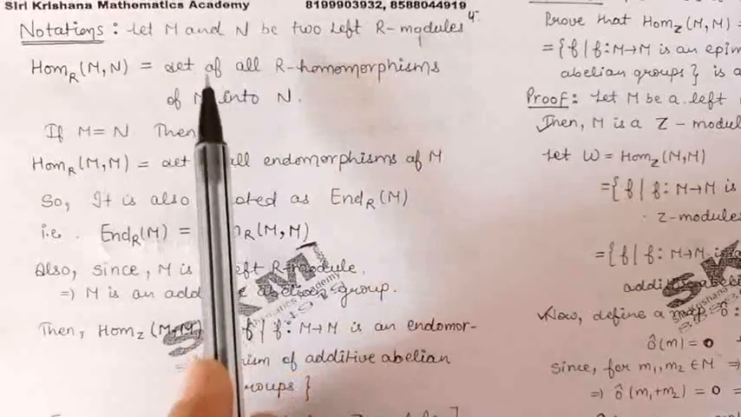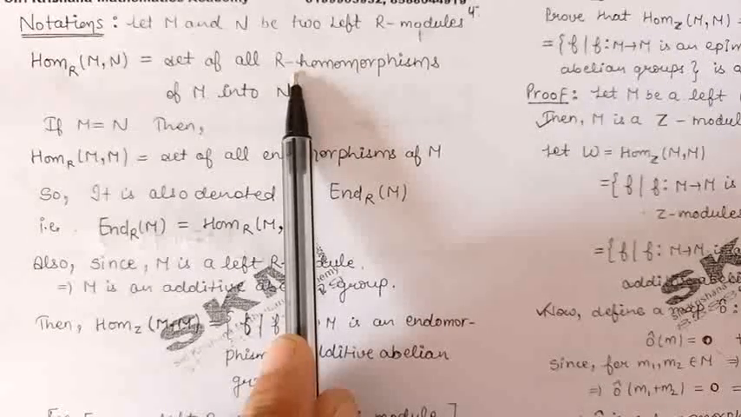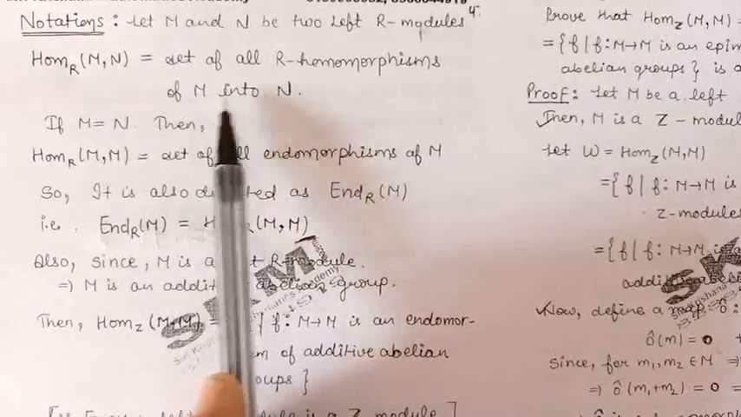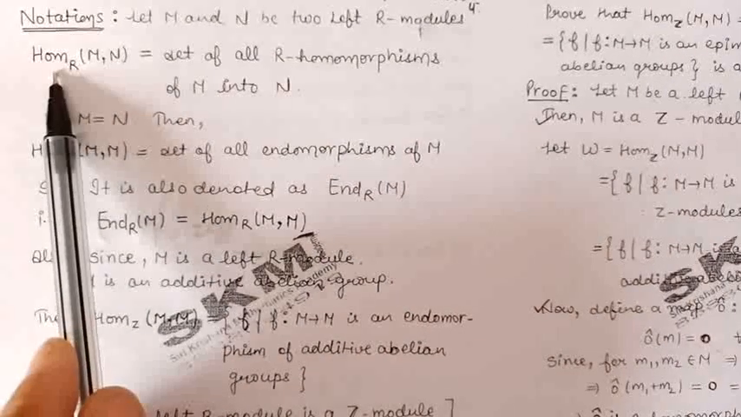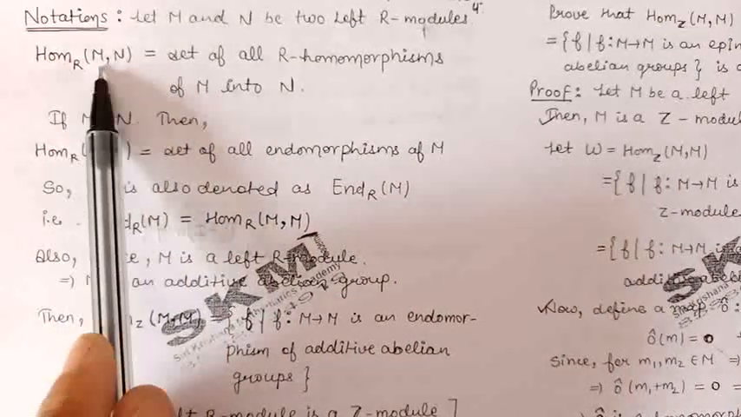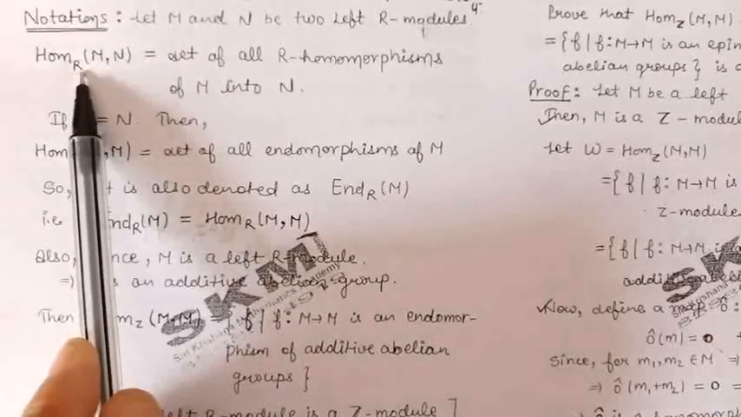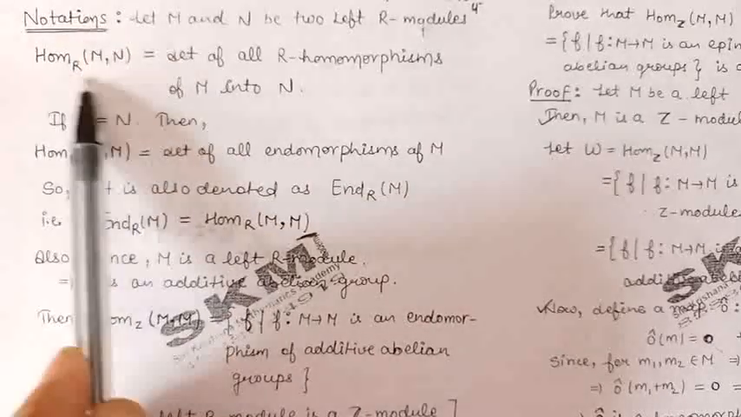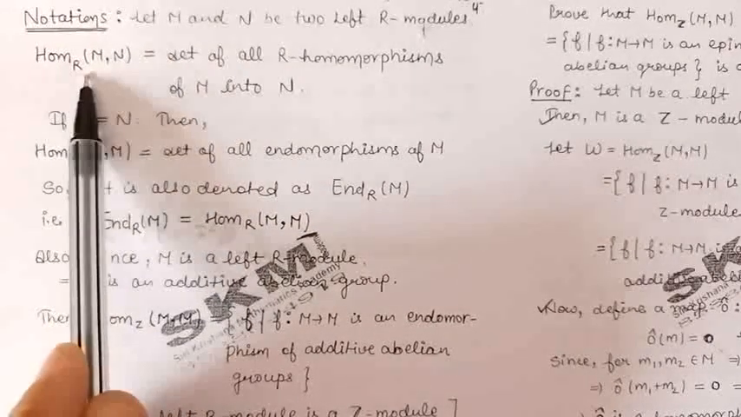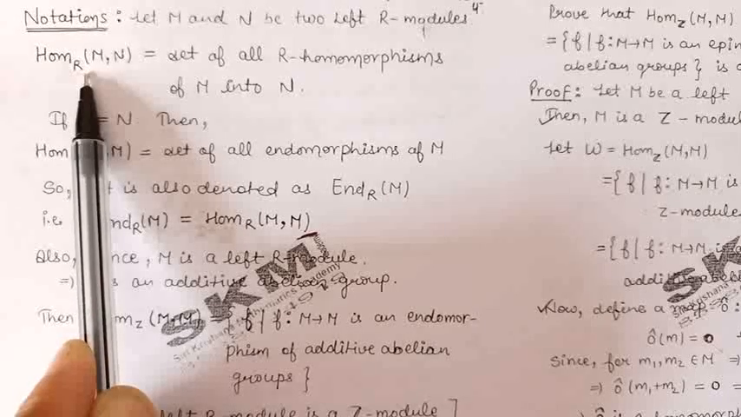Then the set of all the R homomorphisms of module M into the module N is denoted by the symbol Hom, in the bracket we have M comma N, and in the base we have used the suffix R. So this is the notation for the set of all the R homomorphisms of module M into the module N.